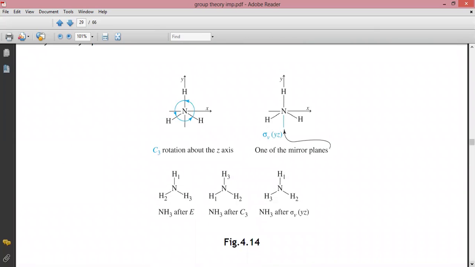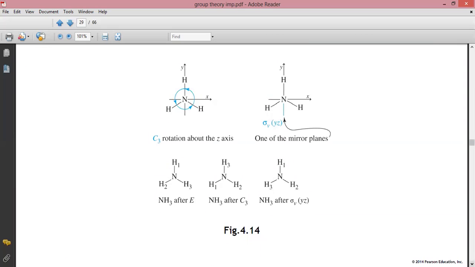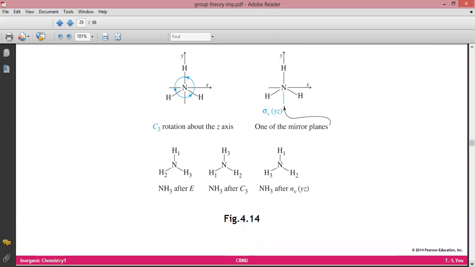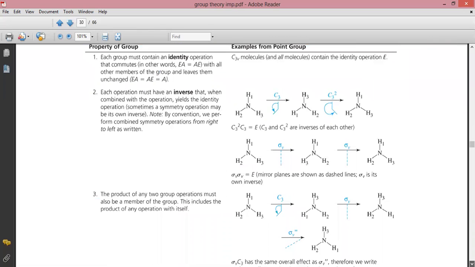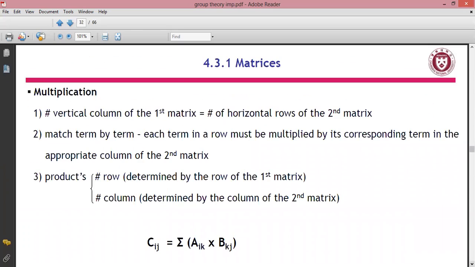You have seen this C3 in NH3, the different operations. For simplicity, the slide shows NH3 in this way. When we rotate this molecule by 120 degrees, we will find this. Okay, it is for simplicity; otherwise, the structure is pyramidal. So that is how you use the point group matrix.